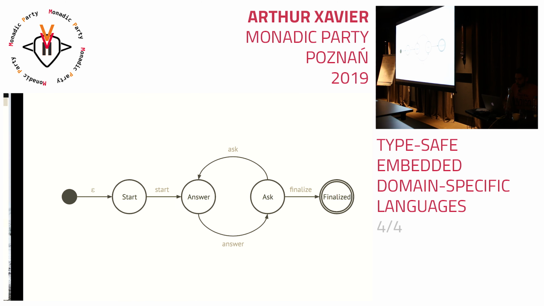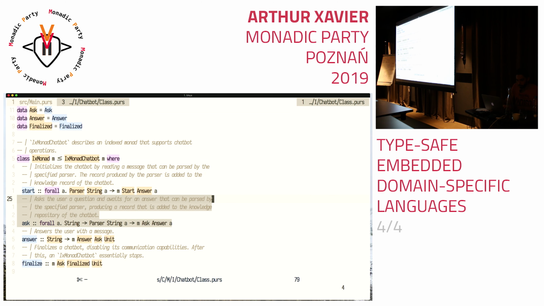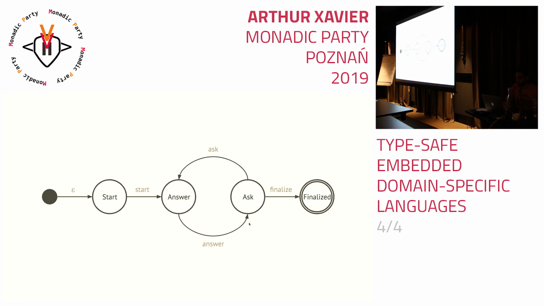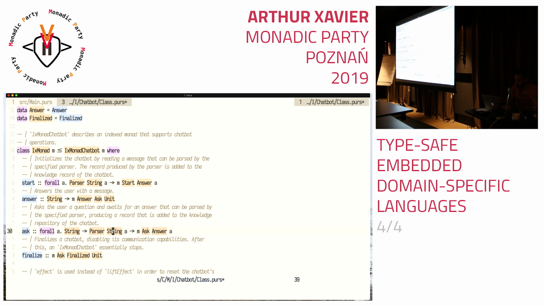The ask action, the second one here, oops, I should have inverted these. The answer action, the second one here, starts in the answer state and ends in the ask state. Hopefully we can all see that it takes a string to answer the user, starts in the answer state, ends in the ask state, and produces nothing, it produces unit. This is PureScript, by the way, so unit is this instead of this.